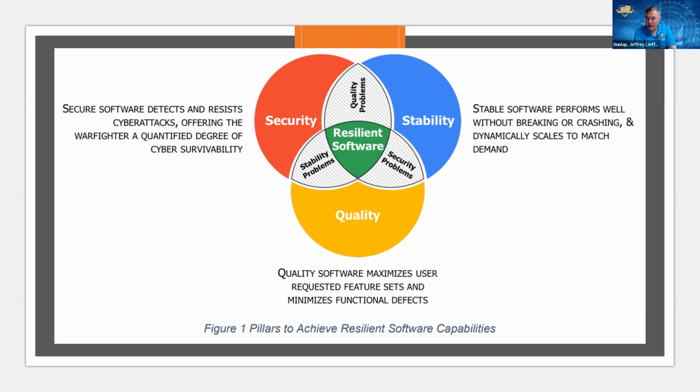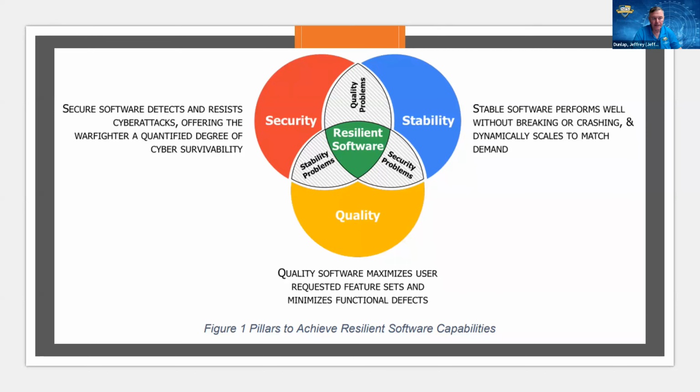I like this slide a lot. It looks like something you may have seen in the past, right? The Big A acquisition, these 3 intersection rings, but that's not what this is. This is basically the pillars to achieve resilient software capability. They're trying to quantify what does resiliency mean from a software perspective.